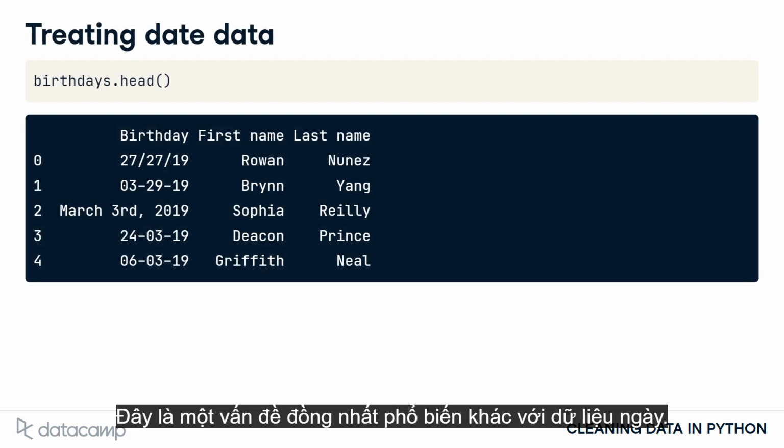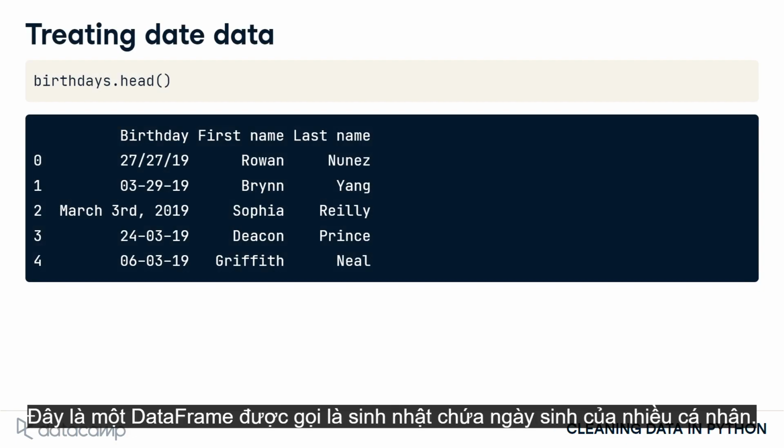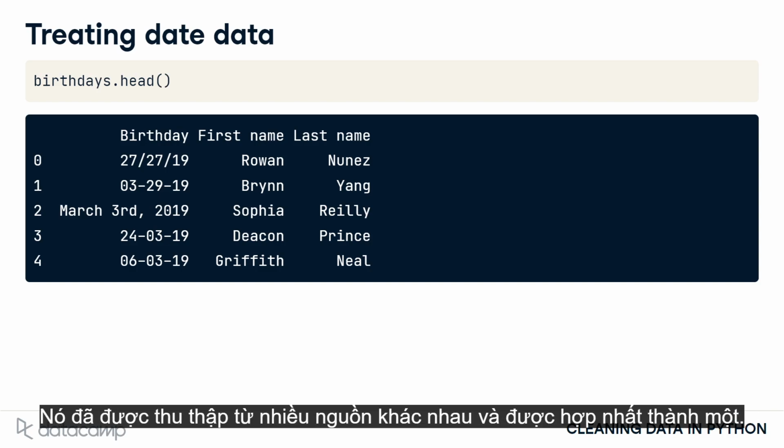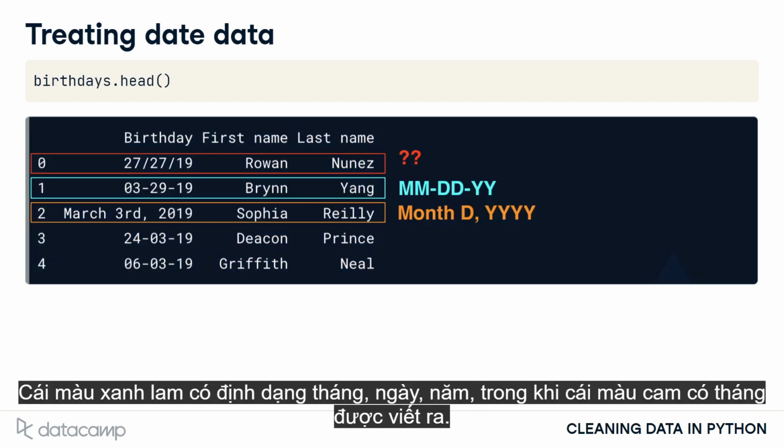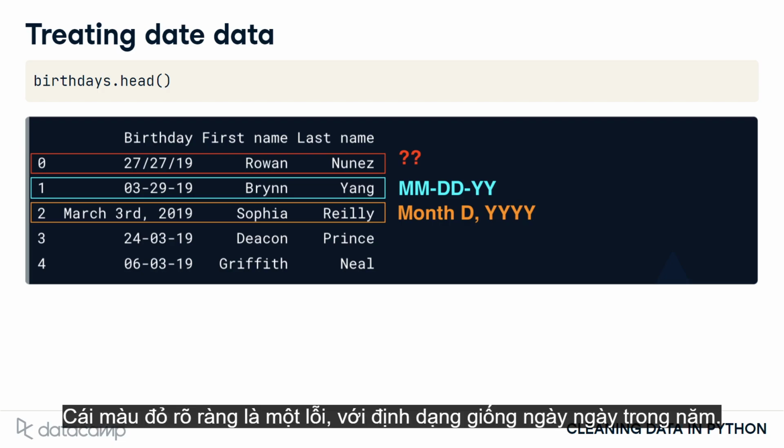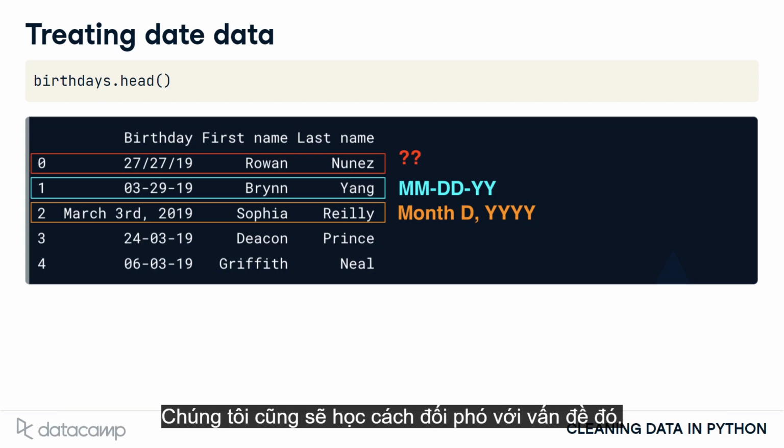Here's another common uniformity problem with date data. This is a data frame called birthdays containing birth dates for a variety of individuals. It has been collected from a variety of sources and merged into one. Notice the dates here? The one in blue has the month, day, year format, whereas the one in orange has the month written out. The one in red is obviously an error, with what looks like a day-year format. We'll learn how to deal with that one as well.